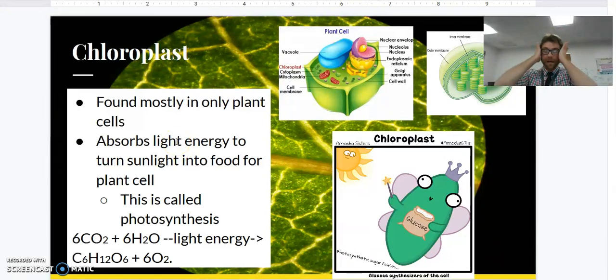Now, we always think about photosynthesis, we turn light into food, but that's really not what's happening. Please know the chemical formula. For photosynthesis, we're taking CO2 and water, and we're taking that light from the sun, and it's powering the chemical reaction. The light powers the chemical reaction, and it turns CO2 and water into C6H12O6, which is glucose, and oxygen. Usually this glucose, C6H12O6, will then go to a mitochondria after it's done being created in a chloroplast.